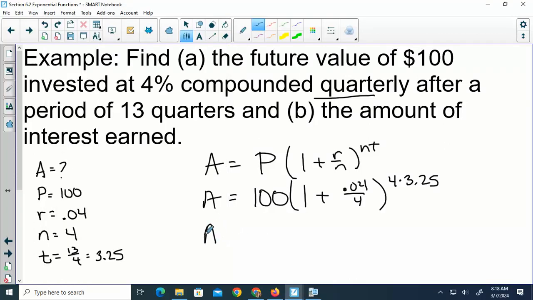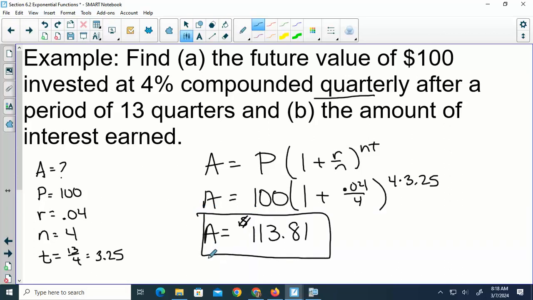So if we round to 2 decimal places, what do we get? 113.81. Did anyone not get that? So that is my future value.